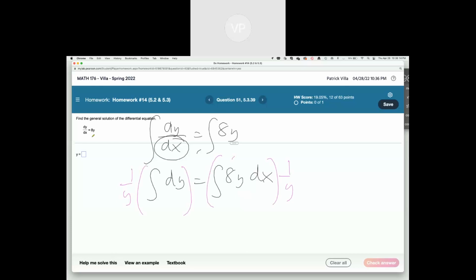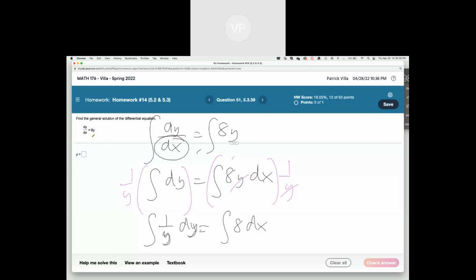And what that'll do is make this cancel. Now we put the y where it belongs in here. I shouldn't have put it out front, but I'm just showing you right here. They have it like that. And now you have the integral of 8 dx.